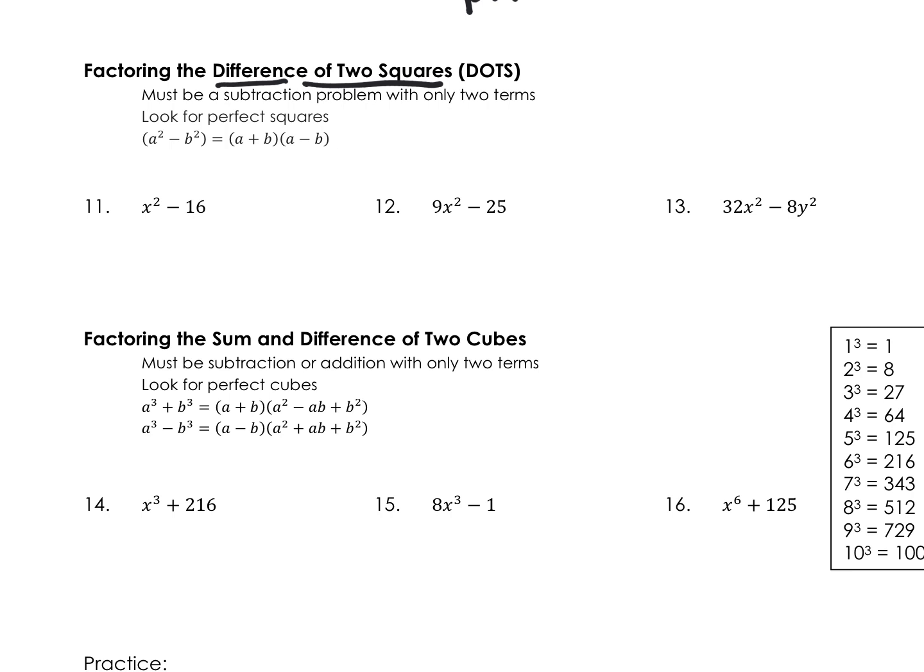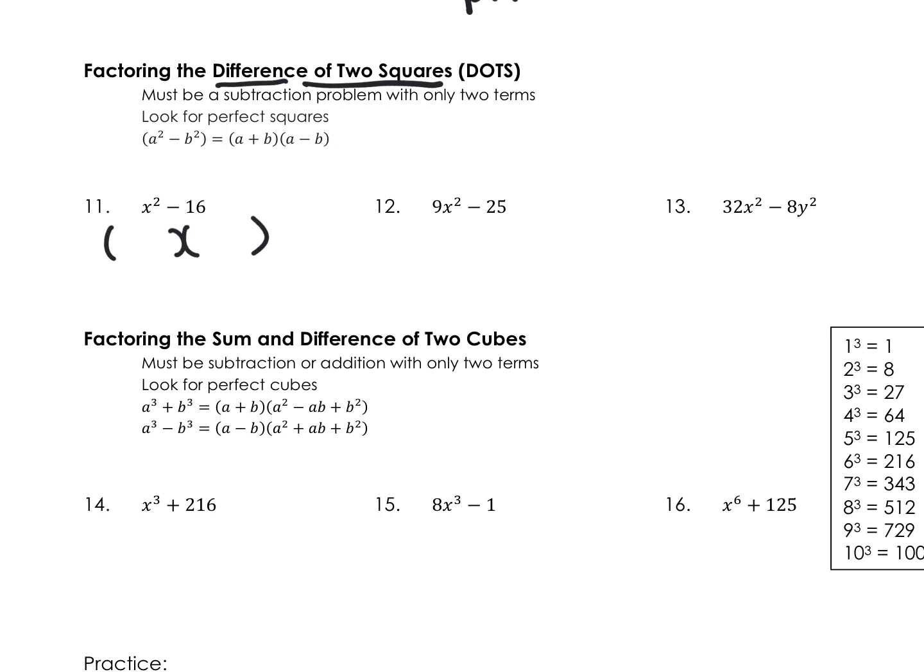Is 16 a perfect square? Is x squared a perfect square? I mean, it's squared, right? So it's definitely a perfect square. Here, this is a difference. Is 9 a perfect square? Is x squared a perfect square? And is 25 a perfect square? Yeah, so these are all difference of squares questions, and they're really easy to factor, okay?